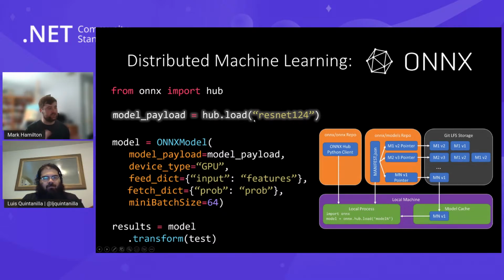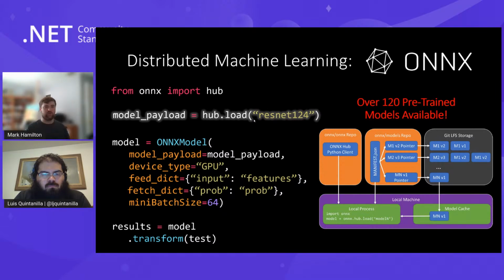And I'll briefly call out this one line up here, the hub.load. It's a model hub for the ONNX ecosystem that we've contributed back to ONNX as part of this work. And it will allow you to, in one line, download a whole bunch of ONNX models to your cluster. This is currently supported in Python, and we'll be working on supporting this in .NET in the near future.